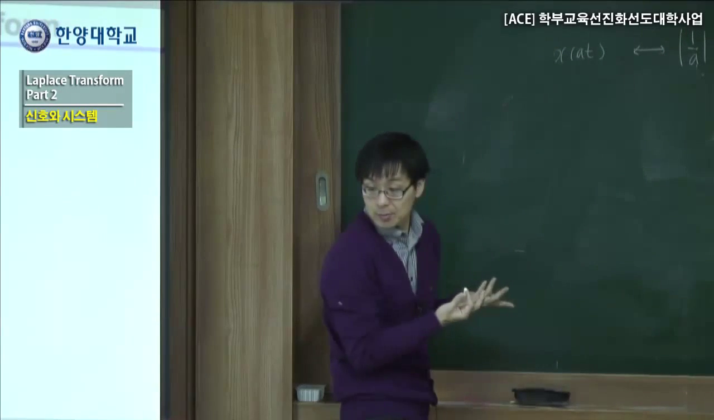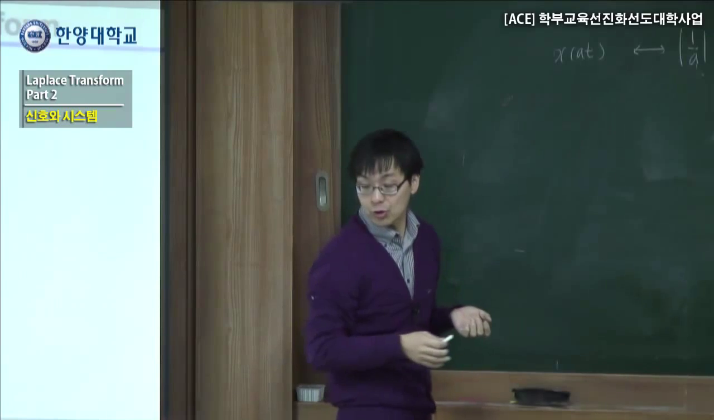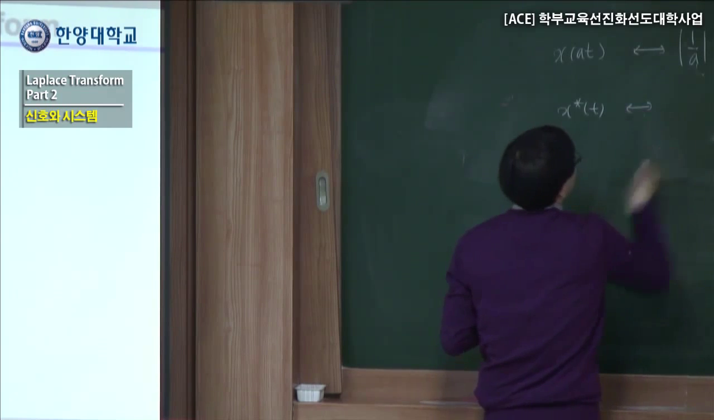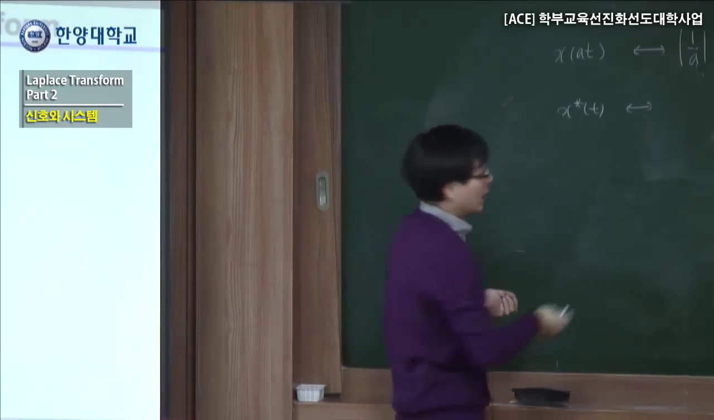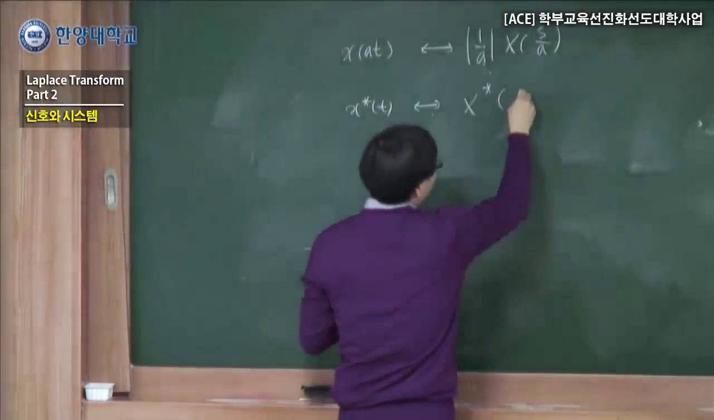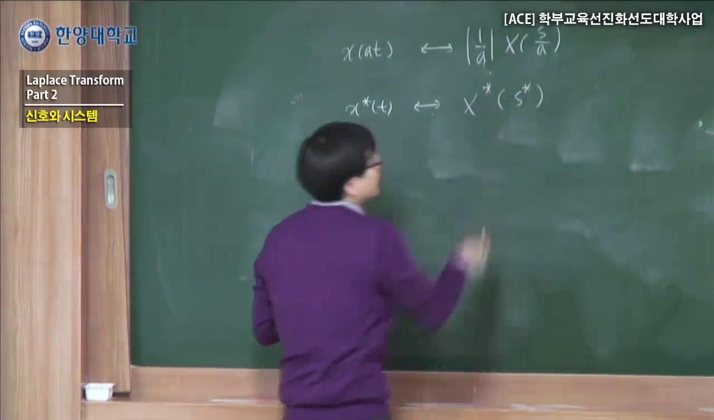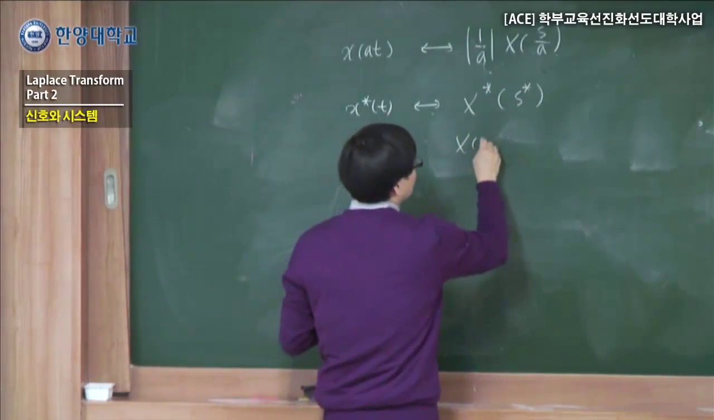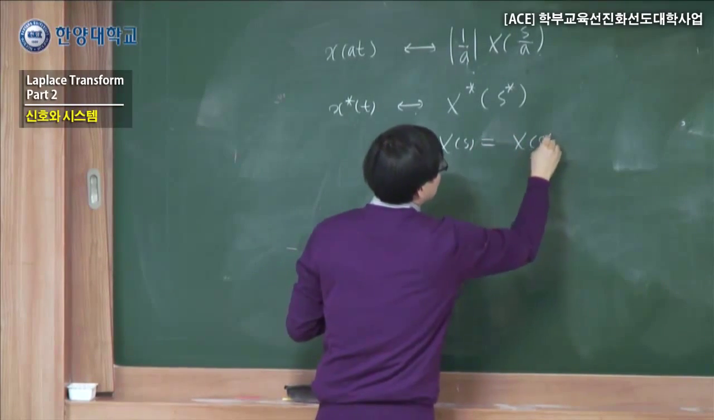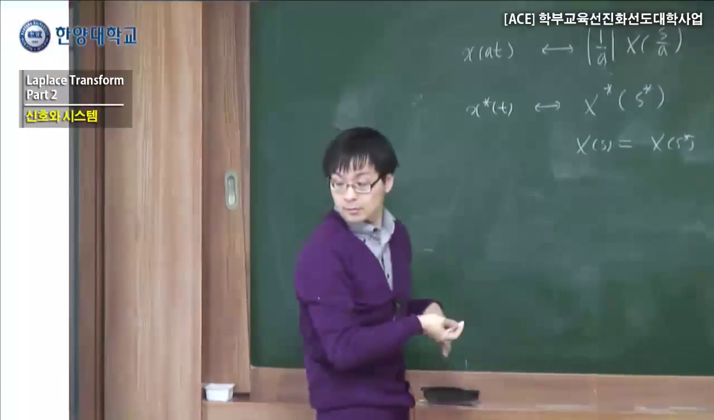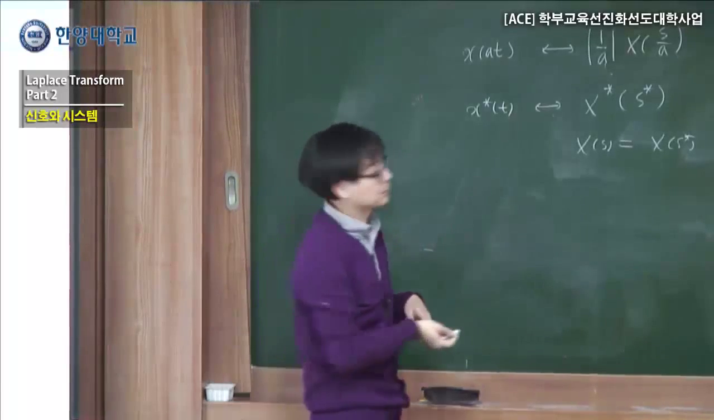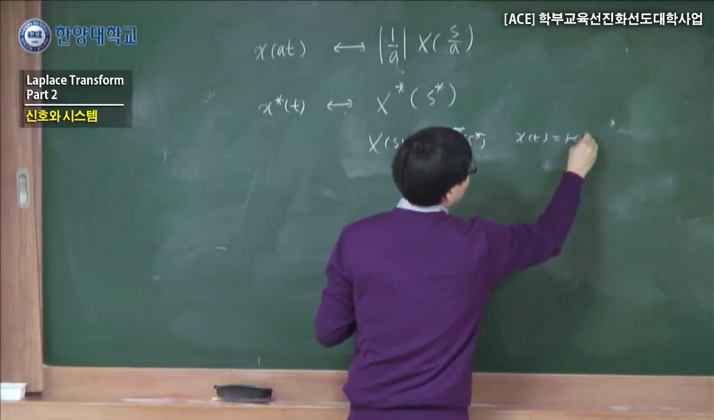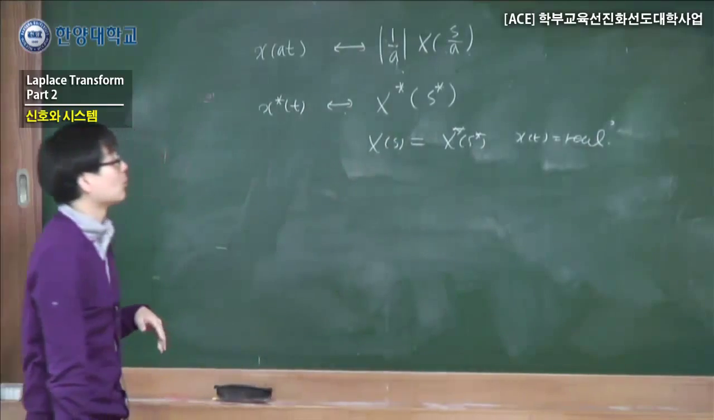Convolution. Convolution is pretty simple. Conjugate. X T conjugate is X S conjugate. We used to have both star at inside and outside. That's typical. If this is real, then X is same to X star, I believe. If the X is real, which is quite similar to what you have seen before.